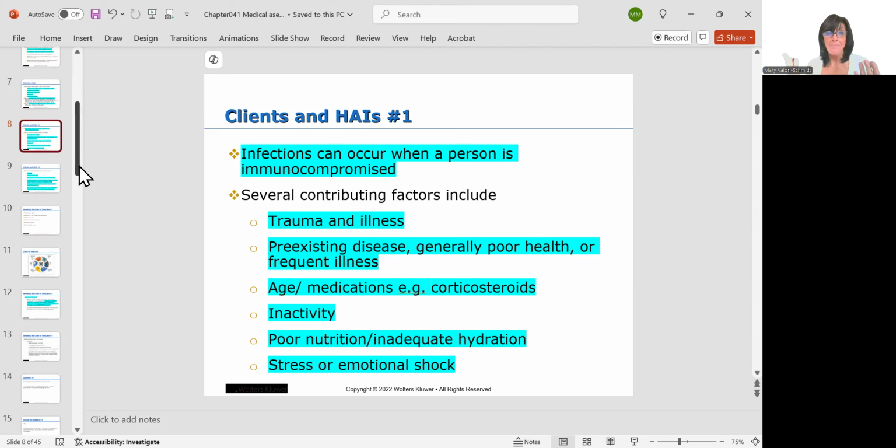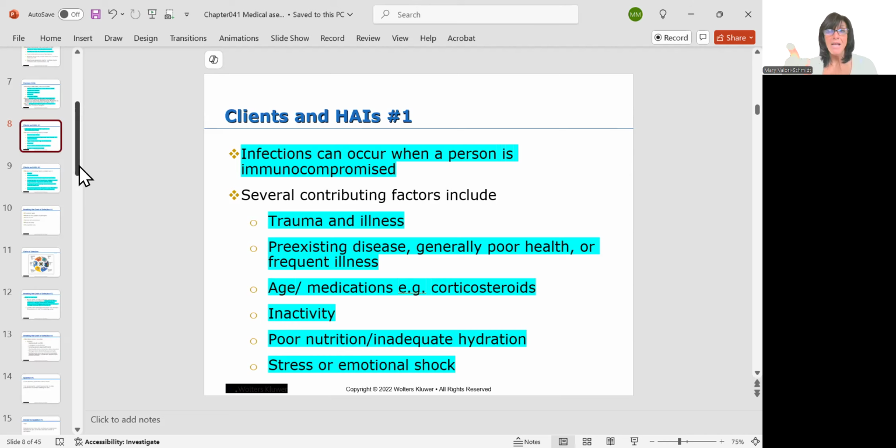And why would that happen? Well, trauma and illness can really suppress the immune response. Pre-existing diseases, poor health, age, the very old and the very young, they have kind of weaker immune systems. Medications like long-term use of corticosteroids, prednisone, right? That'll suppress your bone marrow, suppress the production of white blood cells, make you immunocompromised.